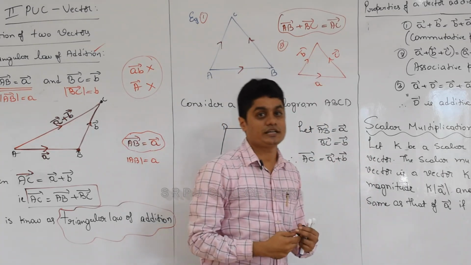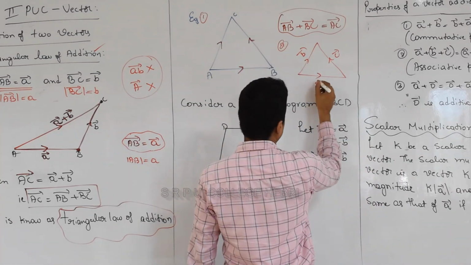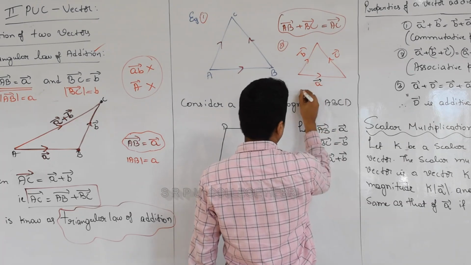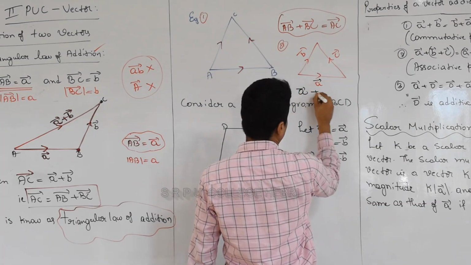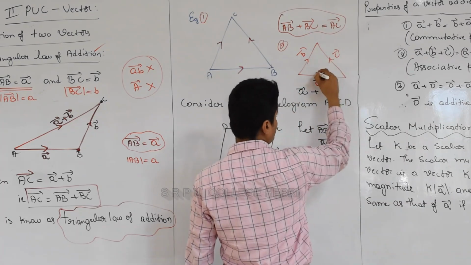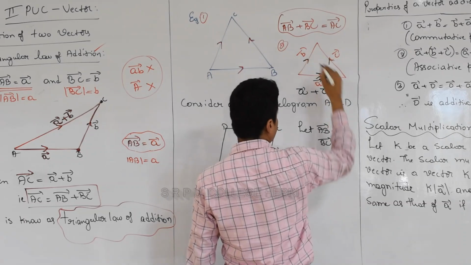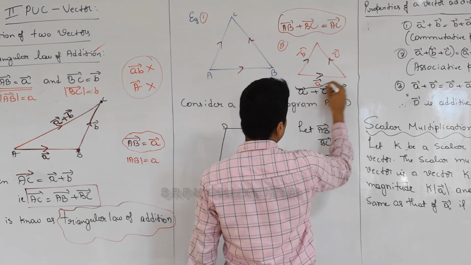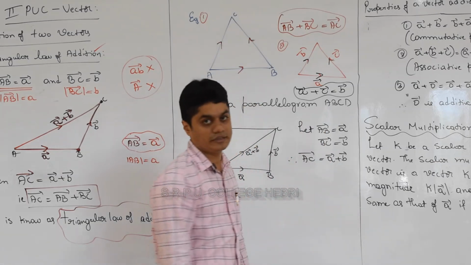Can you tell me what is the triangular law of addition? First, as I told, you have to pick the same direction vectors. Vector A and vector C are the same direction vectors. Same direction, observe. Which is the opposite direction? Vector B. So this is the triangular law of addition for the triangle.